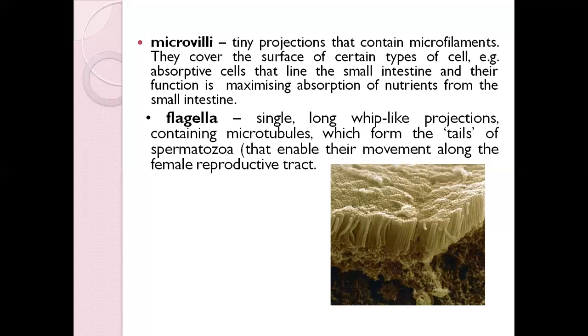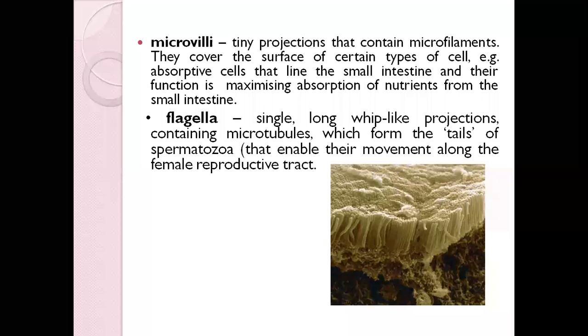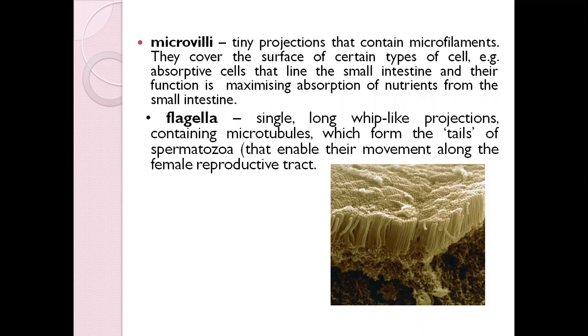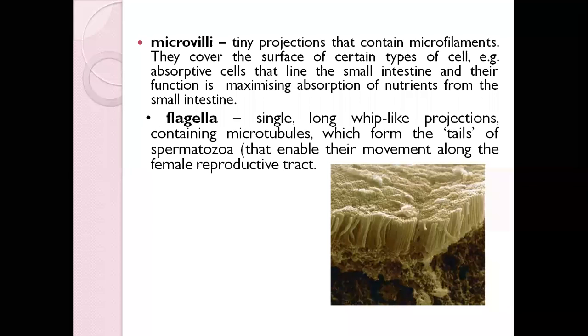And the flagella are single long whip-like projections containing microtubules, which form the tails of spermatozoa. Spermatozoa are the sperm cells. How does it help the sperm cells during reproduction? It helps in the movement of the sperm towards the ova. Only when the sperm and the ova fuse together does fertilization take place, right? So the movement of the spermatozoa is done with the help of the flagella, which is a whip-like projection.